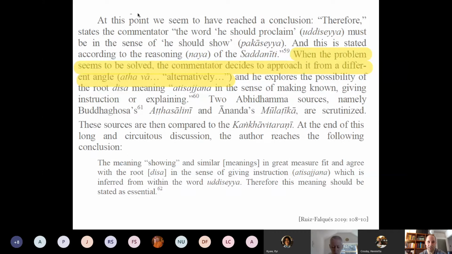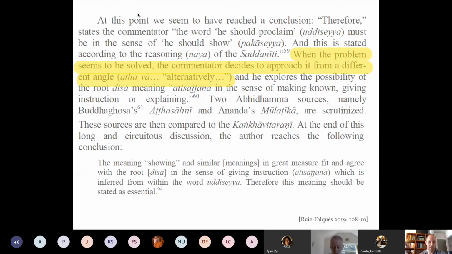Now, another interesting thing is that the commentator never seems tired of looking for more possible explanations. And there is a point in the discussion where the problem seems to be already solved, and he seems to have found a solution and a proper interpretation, but the commentator decides to approach it from yet a different angle, and then he starts another paragraph with the famous beginning atava, or alternatively, so there is another possible explanation.